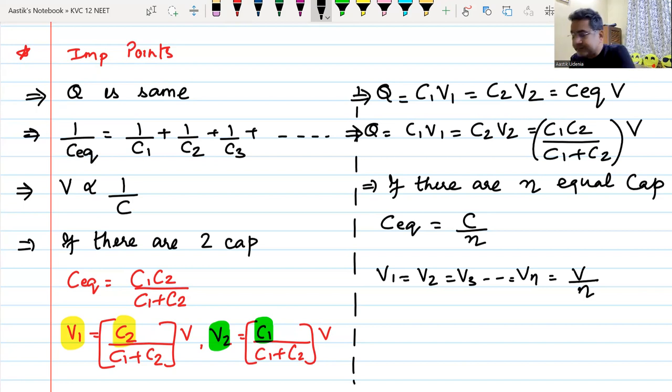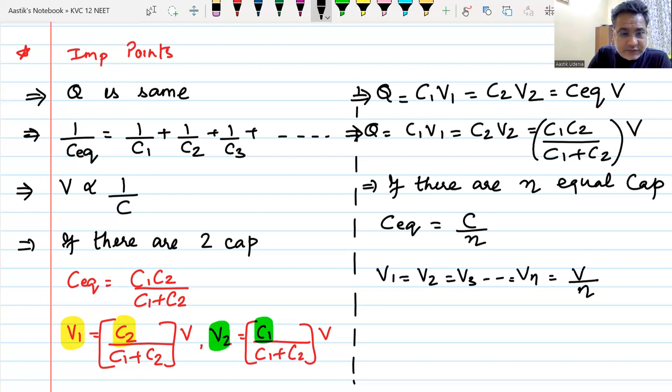If you have N number of capacitors connected in series, your capacitance will become 1 by N times, and your voltage across each capacitor will also become 1 by N times. Everyone understands this, what I have written? Yes or no?